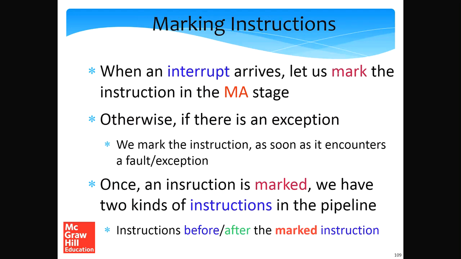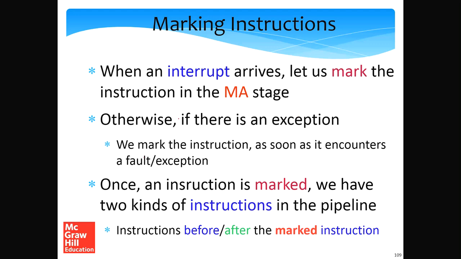So the way to do it is that when an interrupt arrives, we mark the instruction in the MA stage, because all the changes are being made in the MA stage. Even a branch instruction is making the changes in the MA stage. So this marking of the instruction: if an interrupt arrives, then only we'll mark it in the MA stage. We'll mark whatever instruction is there in the MA stage.